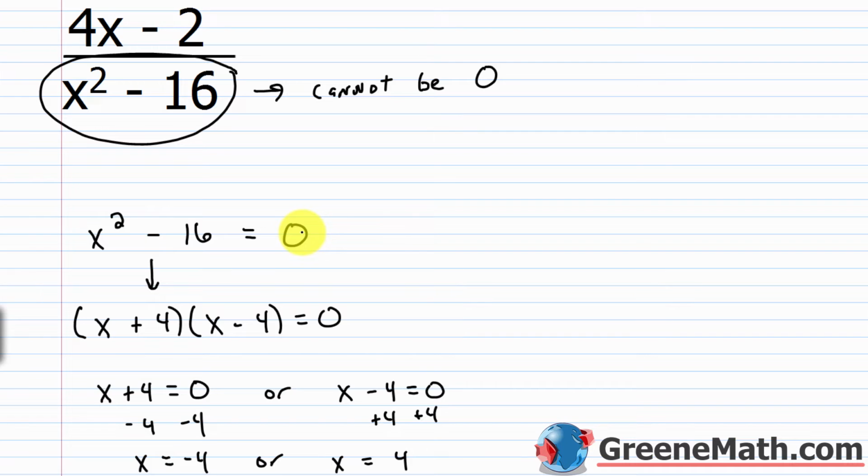So what we would say is that replacing the variable x here with a 4 or a -4 would result in a value of 0 for the denominator, and that's not allowed. So your restricted values here for x are 4 and -4, right? X cannot be equal to 4 or -4.